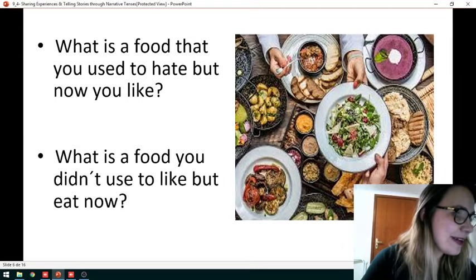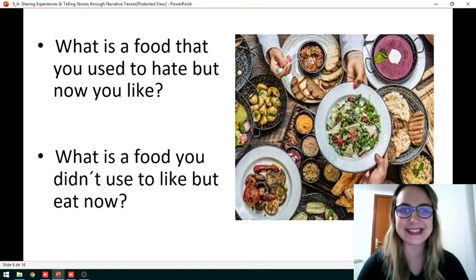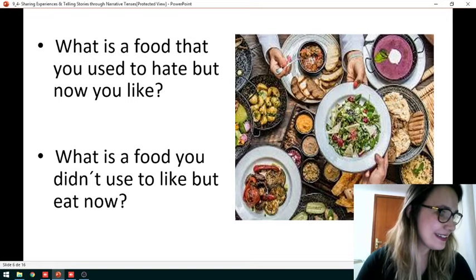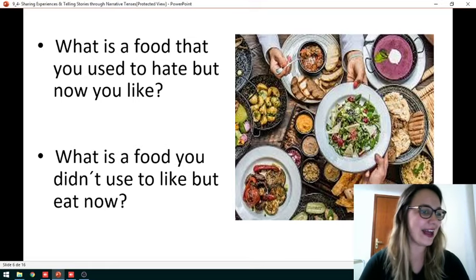Walter says, all types of salads. Very good. Excellent. So you weren't a big salad eater. Good. I used to hate cheese, but now I love it. Very good. I like cheese too.